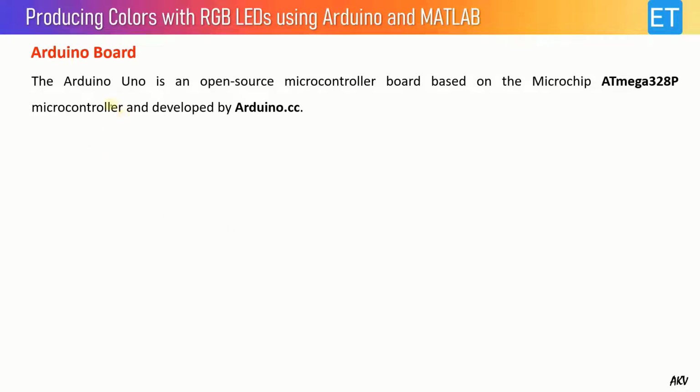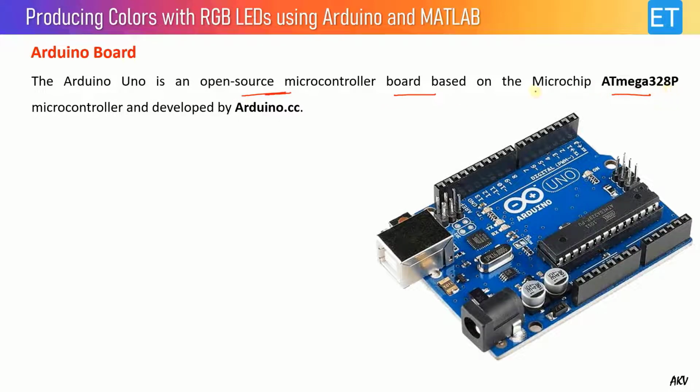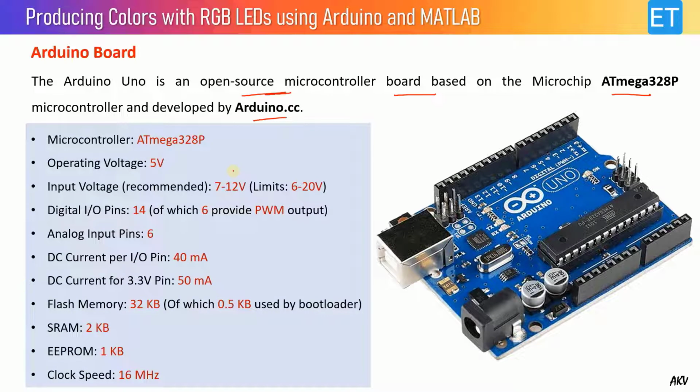The Arduino board actually is an open source microcontroller board that is based on the Microchip ATmega328P microcontroller, which is developed by Arduino.cc. Let us have a look at some specifications of this microcontroller. This microcontroller operates at 5 volt and it has an input voltage limit from 7 to 12 volt, which can reach a maximum of 6 to 20 volts.